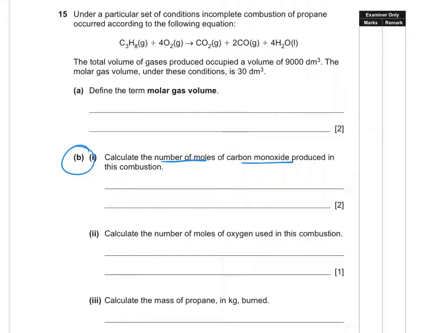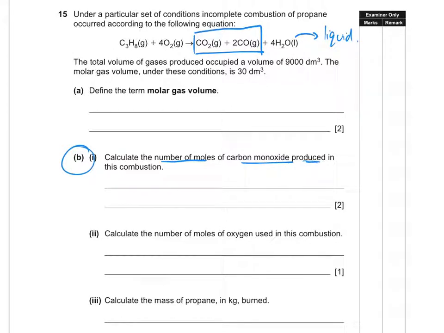We know that Gay-Lussac's law says that 1 mole of any gas occupies the same volume at a given temperature and pressure. So it's the number of moles of carbon monoxide produced, so we need to look at all the gases produced in our reaction. You can see that's just our carbon dioxide and our carbon monoxide because our water is a liquid. So the only gases we produce here are 1 mole of carbon dioxide and 2 moles of carbon monoxide.